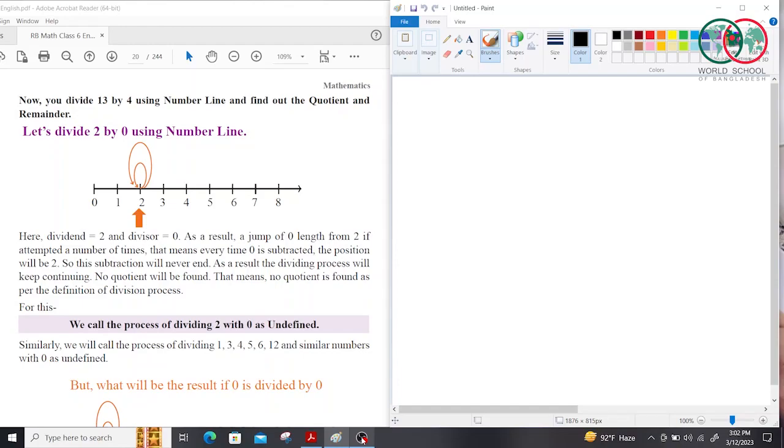Today we will start from where we have left. In the last class we have seen how to divide two numbers using number lines. Today we will see how to divide when the divisor is 0.